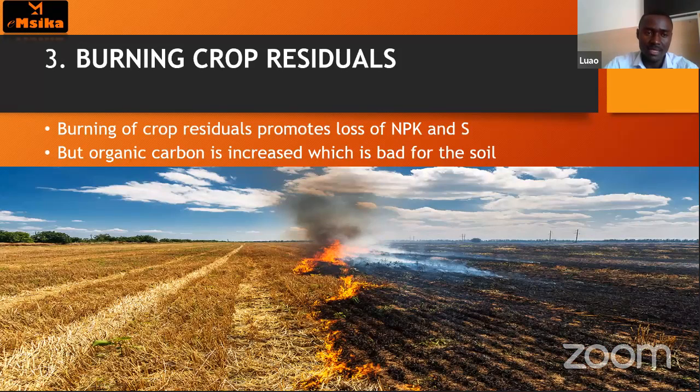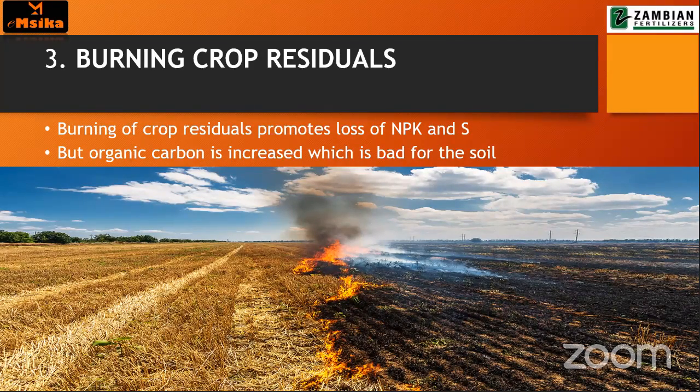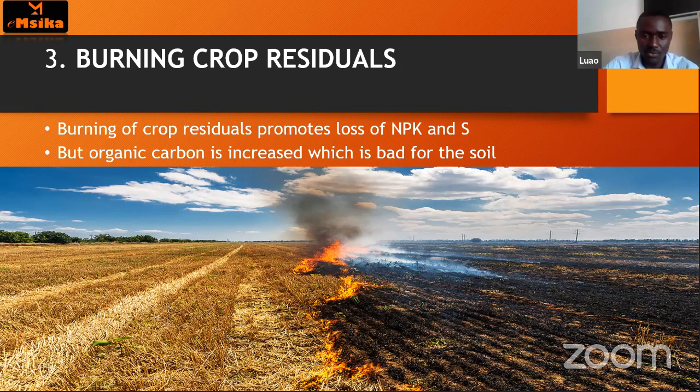So the third factor is the burning of crop residues. Burning of crop residues promotes loss of NPK and sulfur. As I said, this field had wheat. You can see this is the residue for wheat. When a farmer is growing wheat, they add enough fertilizers to increase the yield. So NPK and sulfur and other trace elements and minor nutrients, some remain in the residue here. These plants retain smaller quantities.